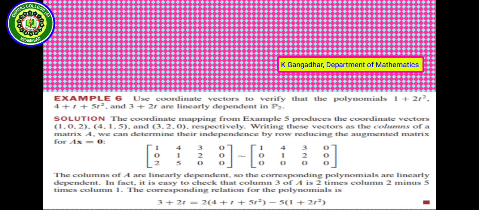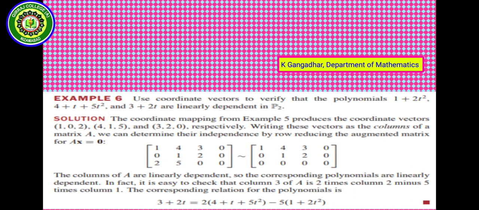Use coordinate vectors to verify that the polynomials 1 plus 2t square, 4 plus t plus 5t square, and 3 plus 2t are linearly independent in P2. Show that these polynomials are linearly independent in P2. It means we write a coefficient matrix. What is the coefficient matrix here? Constant, t coefficient, and t square coefficient.